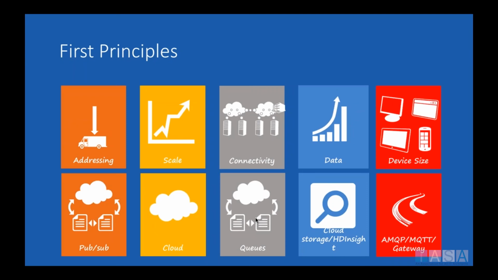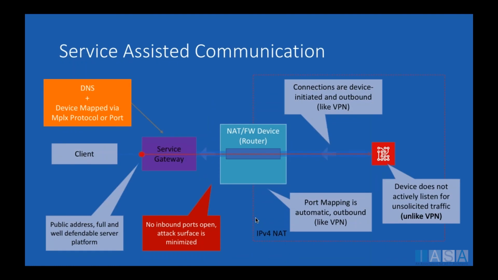Again, queues and pub sub allow us to solve the problem of intermittent connectivity. The data we can solve again with cloud storage, things like HD Insight. Allows us to work with much larger volumes of data than we did on-premise. And the device size has been solved by using smaller, more lightweight protocols, AMQP being my favorite, MQTT being everybody else's, and also the use of gateway patterns where smaller devices can connect to a more able device in close proximity to them, perhaps. That aggregates and creates the connection to the cloud-based backend. When we put all of these ideas together, we solve this from first principles like the good architects we are.